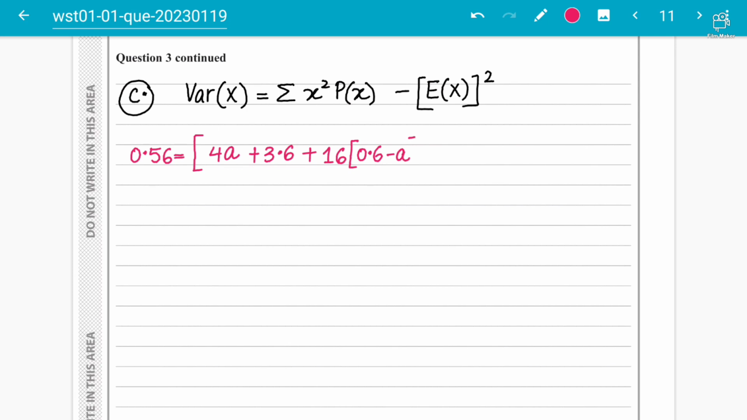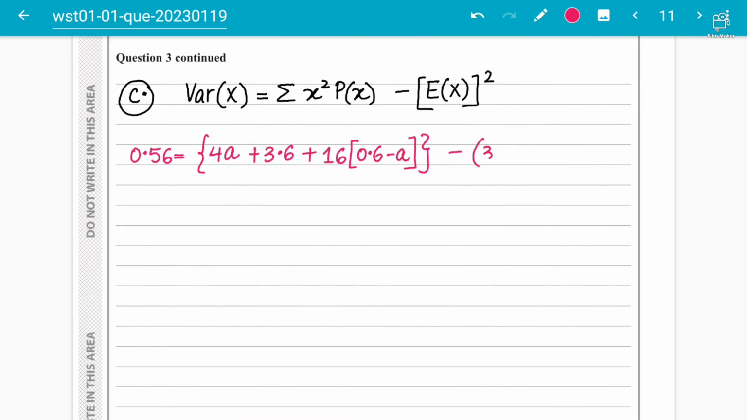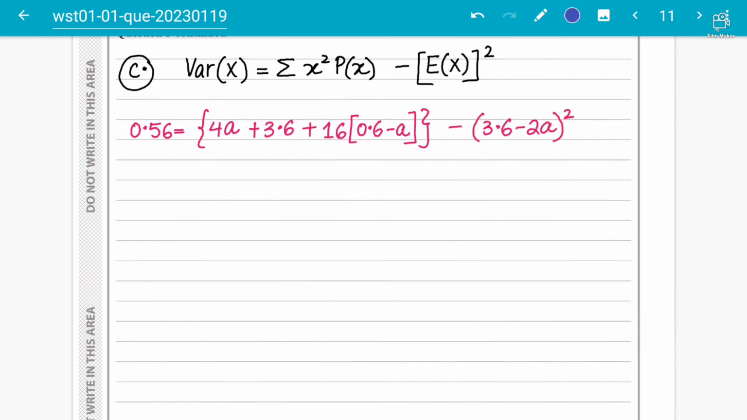To avoid mistakes, we can write this out completely the first time, and minus the mean square. So the mean is what? The mean is 3.6 minus 2a. From part a, you can say that the mean is (3.6 minus 2a) square. So that is done. Let's quickly solve this.